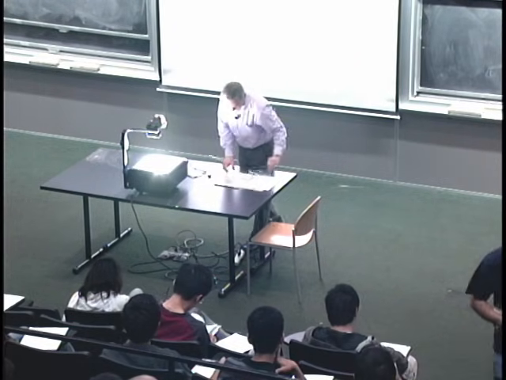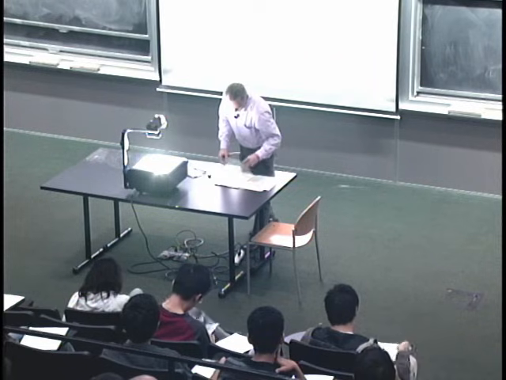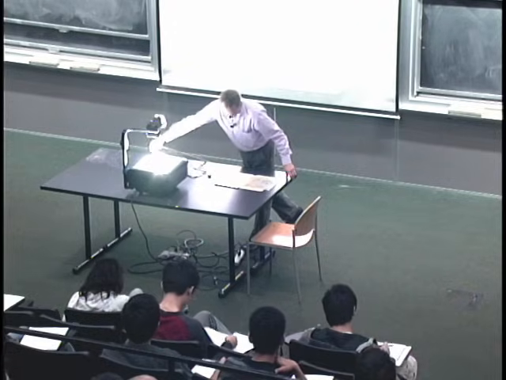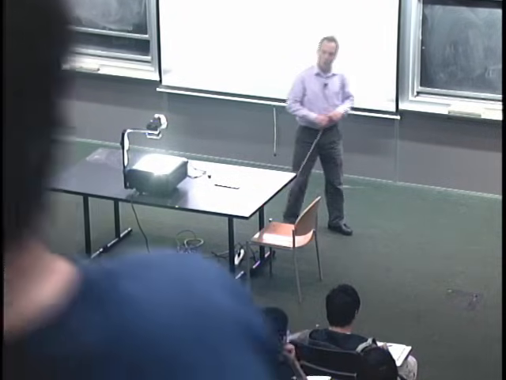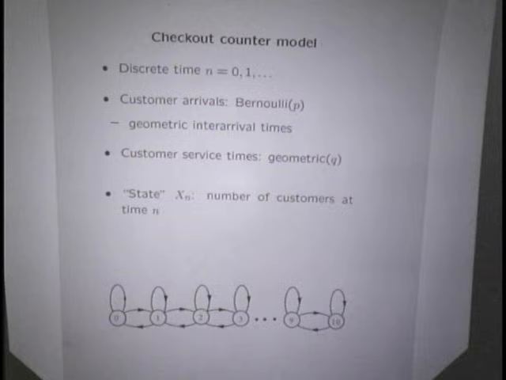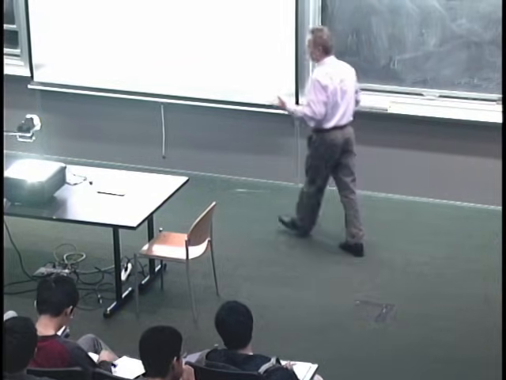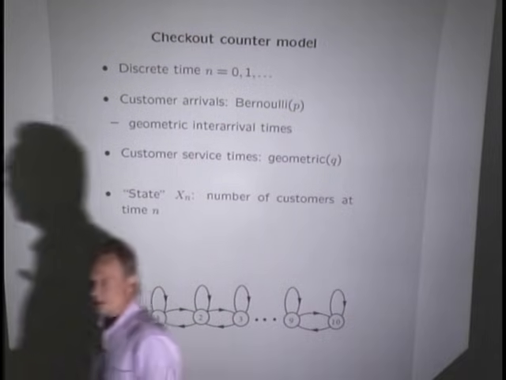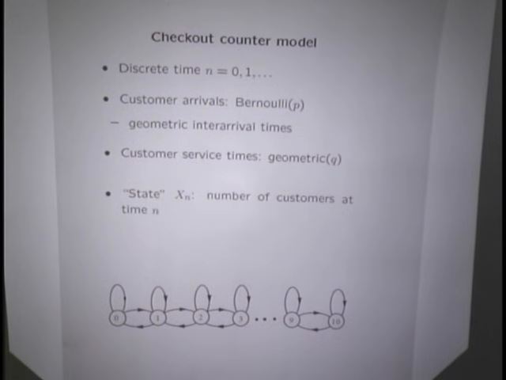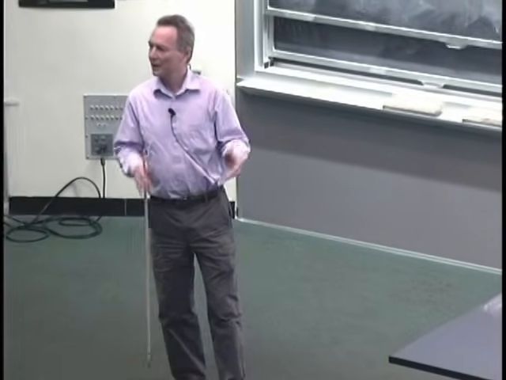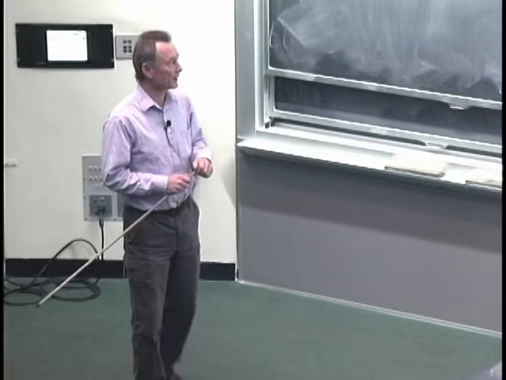So here's our example. You go to the checkout counter at the supermarket, and you stand there and watch the customers who come. So customers come, they get in queue, and customers get served one at a time. So the discussion is going to be in terms of supermarket checkout counters, but the same story applies to any service system. You may have a server, jobs arrive to that server, they get put in a queue, and the server processes those jobs one at a time.